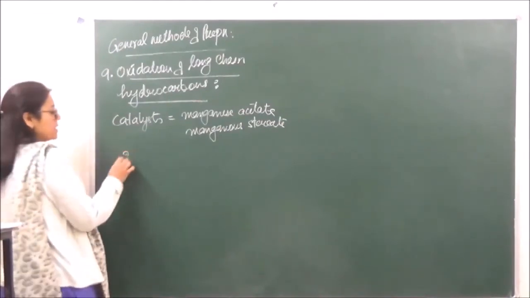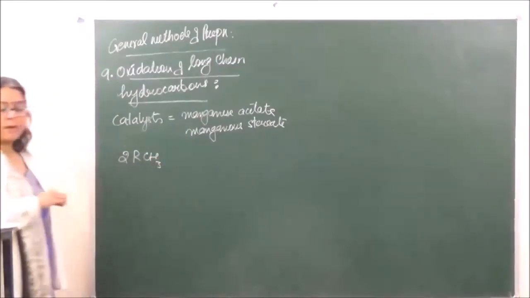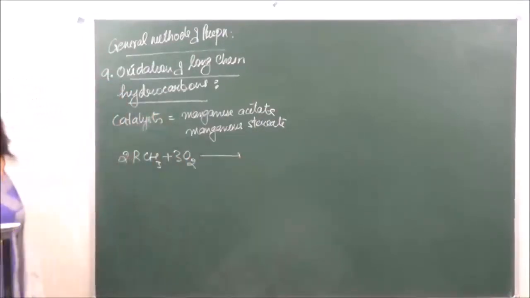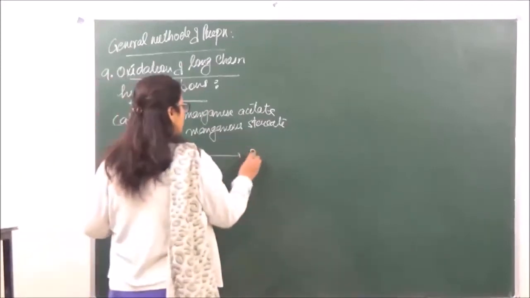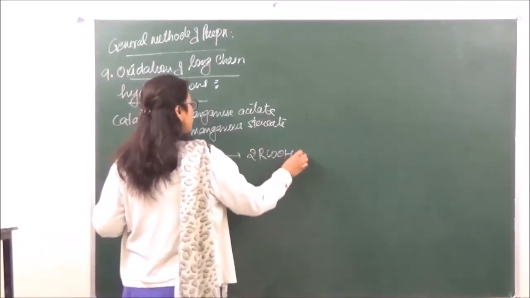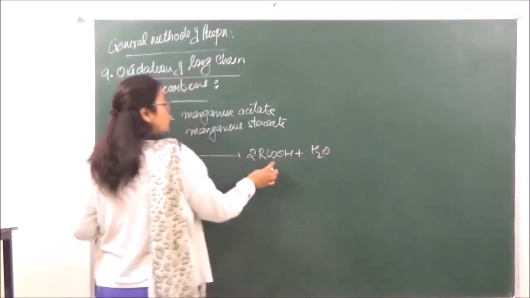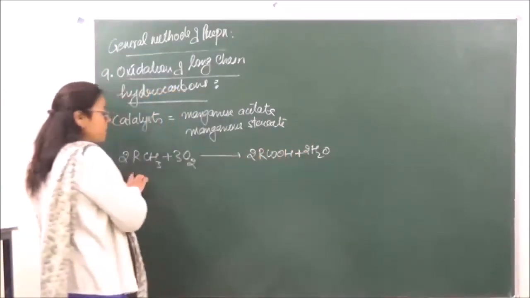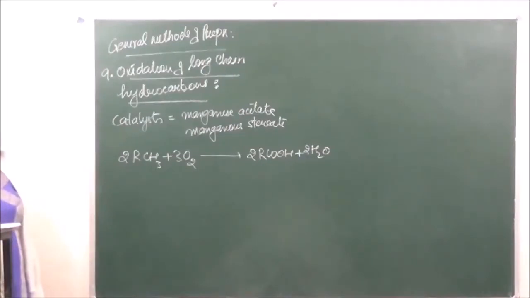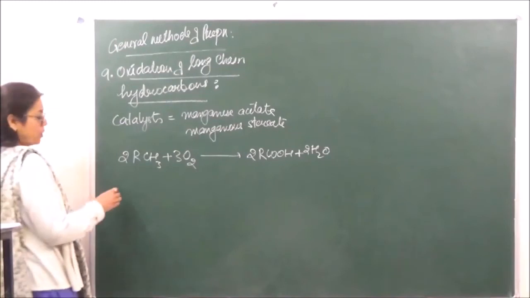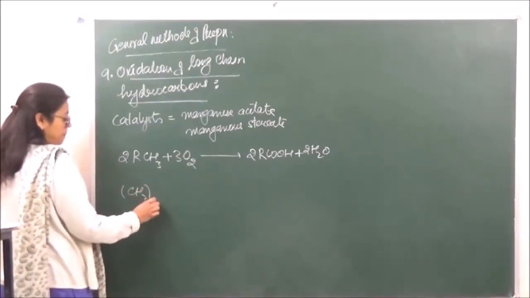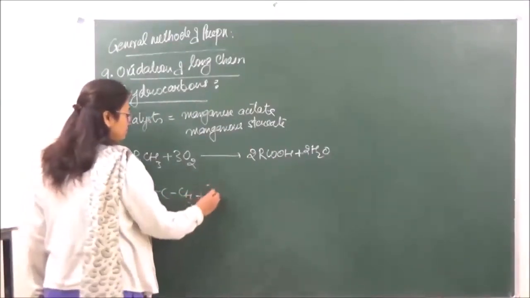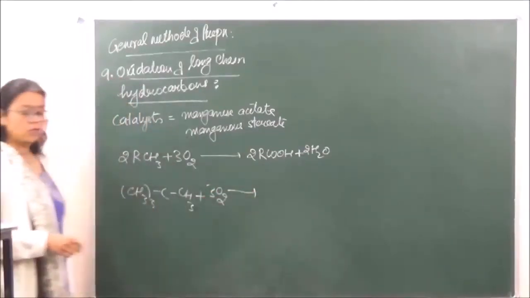In this case, if we are taking a long chain hydrocarbon of the type RCH3, the oxidation of this, in presence of either of the catalysts, is going to give us the respective acid and a water molecule. The number of carbon atoms present in the acid is going to be the same as present in the long chain carbon. Okay? So if you are taking neopentane over here, so this is going to give us what?